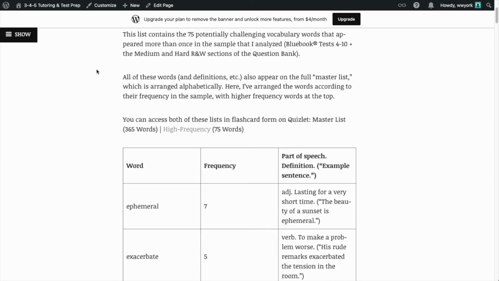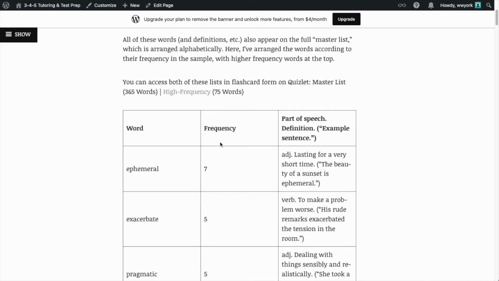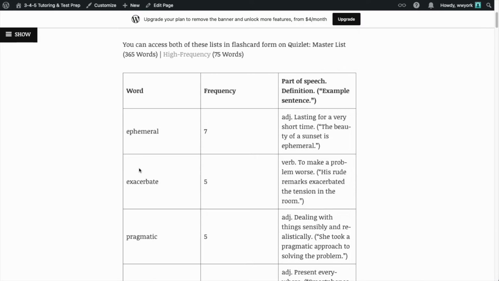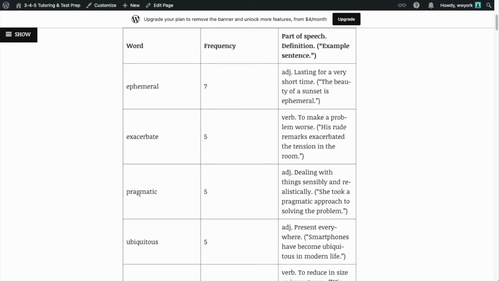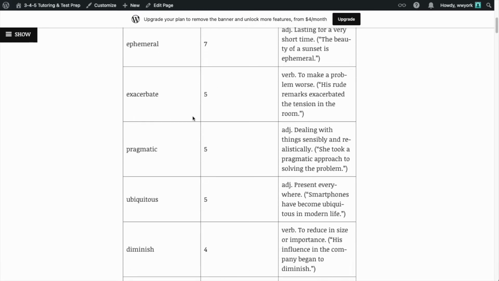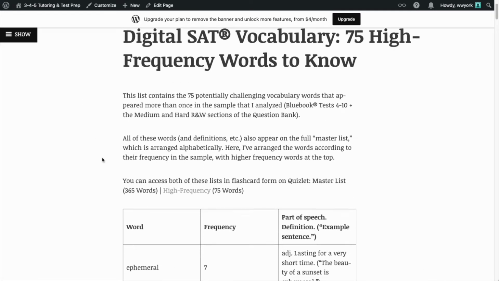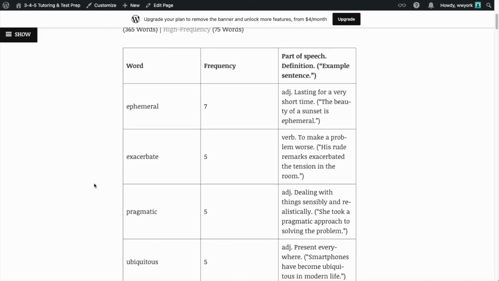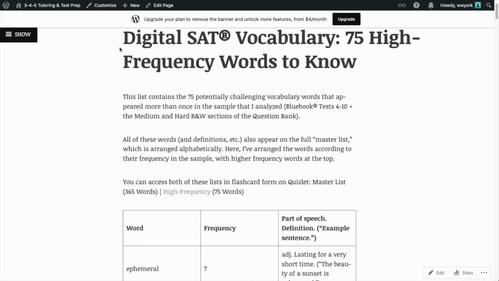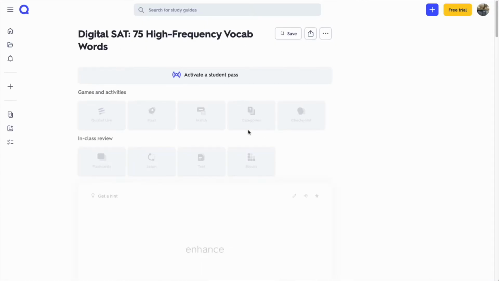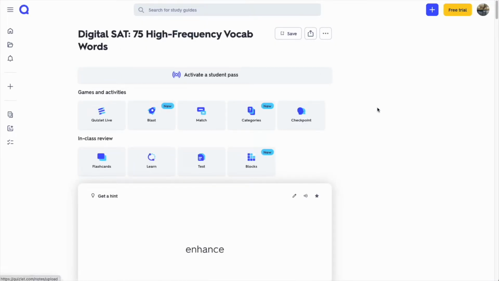So unlike the previous list, which I arranged alphabetically, this one is arranged in order of frequency. So you can see here, ephemeral, exacerbate, pragmatic, ubiquitous. These are words that crop up again and again. I have a separate video where I go over the top 10 words on this list in more detail, but here I just wanted to sort of point you to these different resources, and so you can also find the Quizlet set for that one.